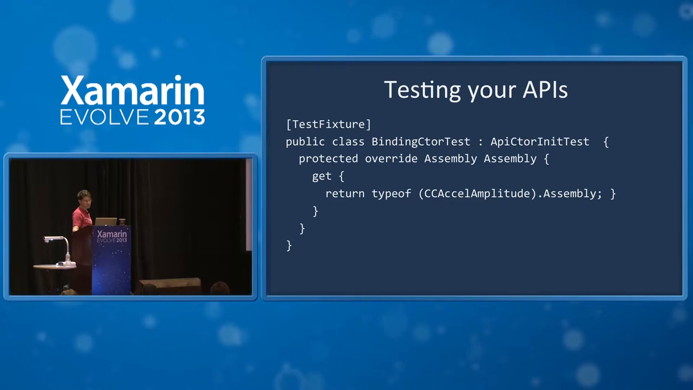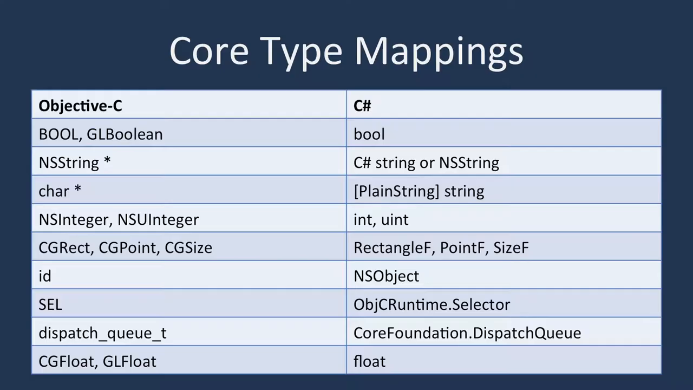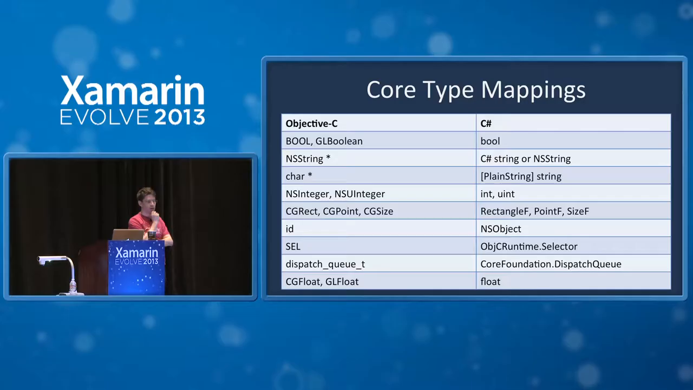So let's talk a little bit about the data type mapping now. You're going to find a number of data types in Objective-C, and we want to map those into C#. So the left column shows what you'll find in the source code. The right column shows what you want to use in C#. So you got bool and GLboolean. You translate those to bool. And an NSString star, you should use a C# string, or sometimes you use an NSString. And let me tell you when you use one over the other.